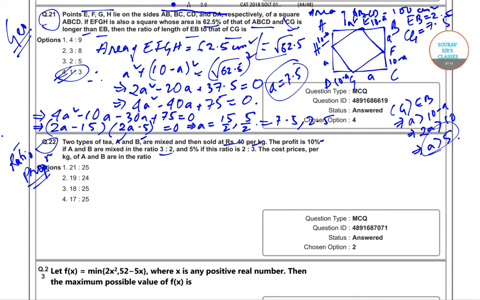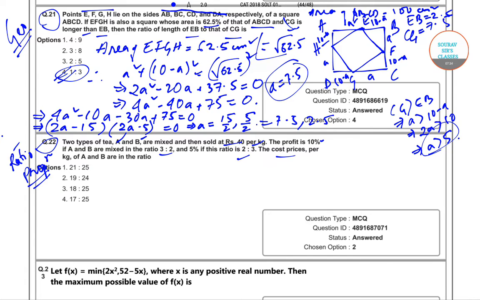Now when A and B are mixed in the ratio of 3:2, then the profit is 10%, and if they are mixed in the ratio of 2:3, then the profit is 5%. Now we need to find out the ratio of the cost prices of A and B. What we'll try to do is take the cost price of type A as small a and that of type B as small b.